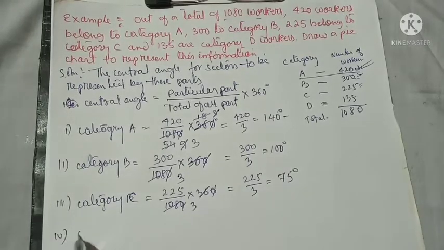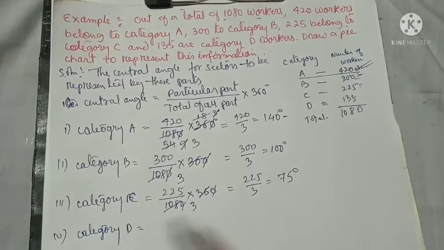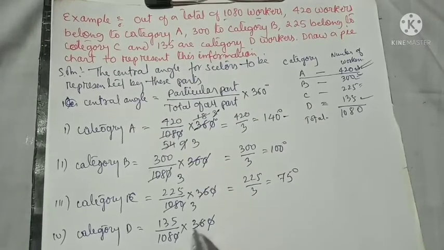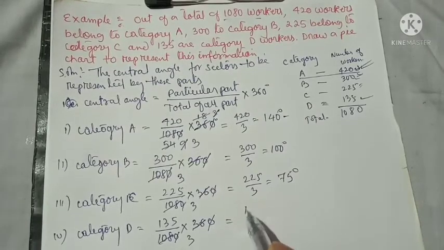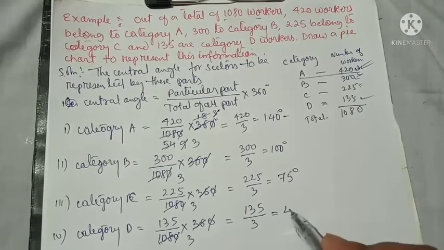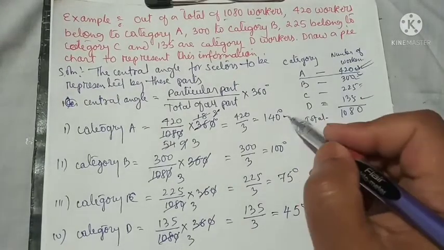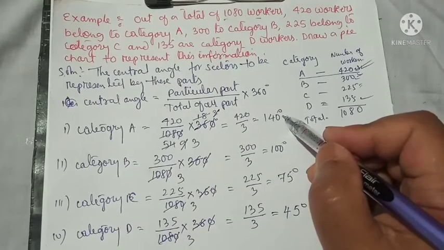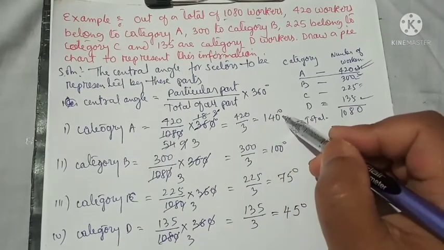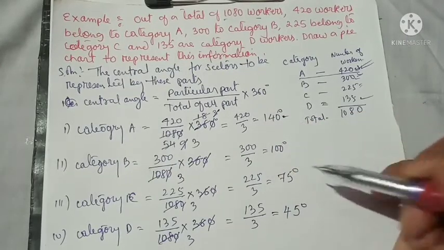The last one is category D. The particular part of category D is 135 divided by 1080, the total part, into 360. Cut this by 3. 135 divided by 3, the answer is 45 degrees. So we got four central angles for categories A, B, C, and D.